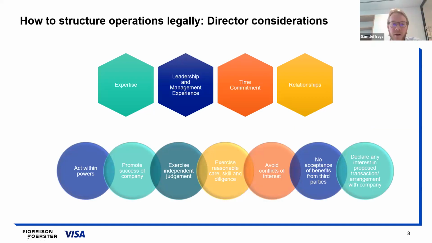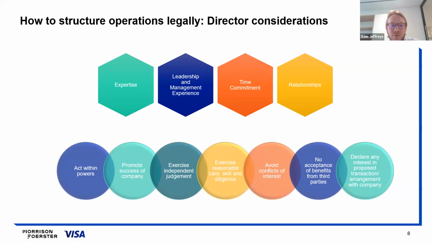Thanks, Jennifer. Hi everyone. So this slide just looks a bit further at directors. To start off, I think it's important to say that in the early stages of a startup company, the founders are the sole shareholders, and they're likely to be the directors as well. So the need for having a board of directors is less of a priority.